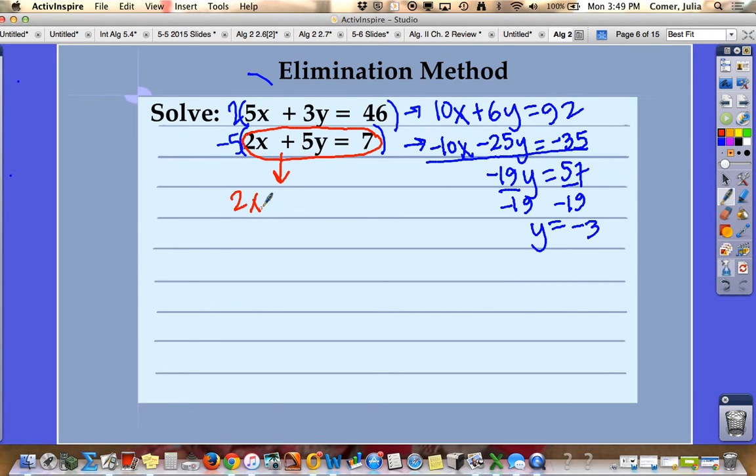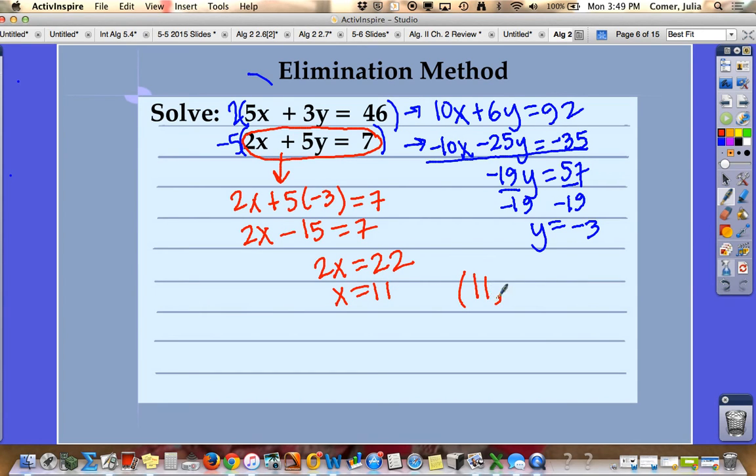So I'm going to have 2x plus 5 times negative 3 equals 7. And when I do that, I get 2x minus 15 equals 7. Now I can solve it for x easily. I'm going to add 15 to both sides, so I end up with 2x equals 22. So x is equal to 11. So I'm with the ordered pair. My solution is 11, negative 3.